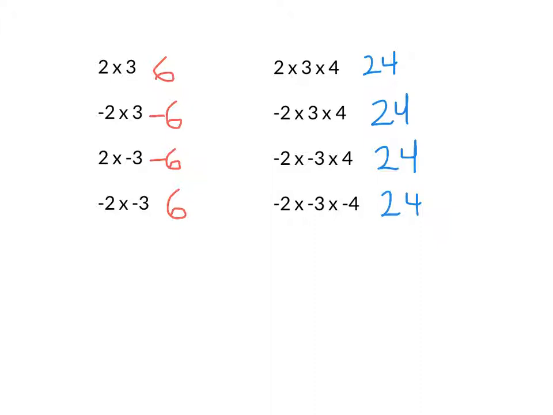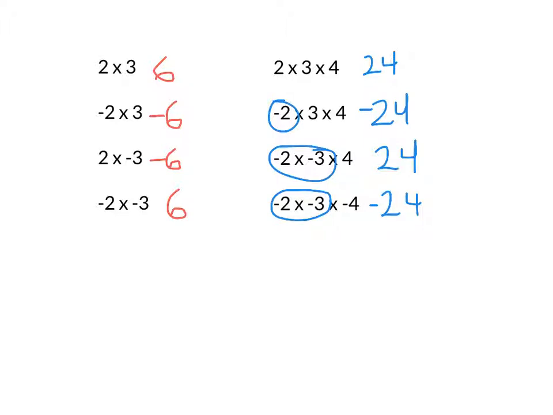There's one negative in this one. So -2 times 3 makes it -6, and -6 times 4 makes it -24. -2 times -3 would be +6, and +6 times 4 is +24. And then -2 times -3 would be +6, but then +6 times a -4, you just take them 2 at a time. So that would be -24.